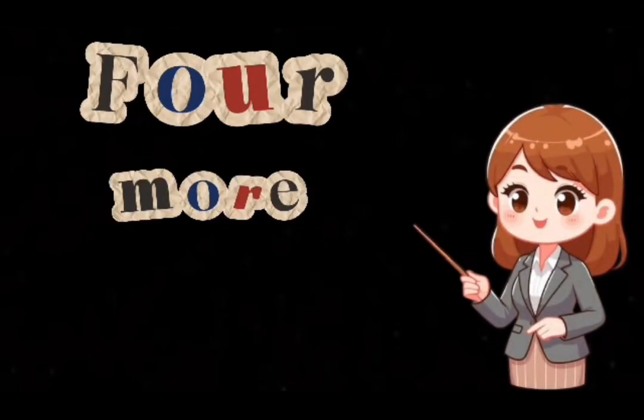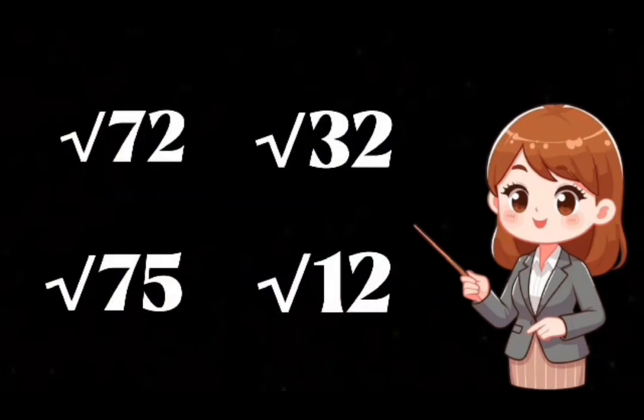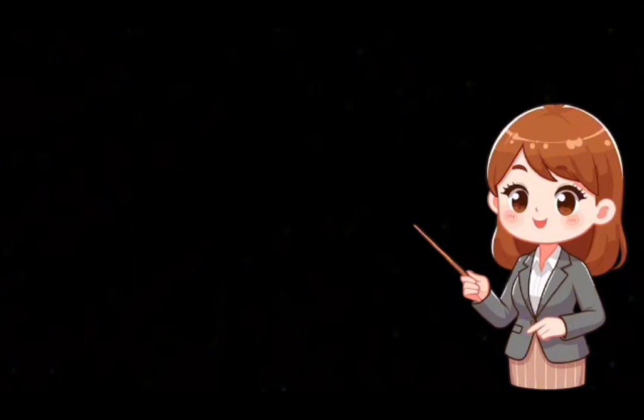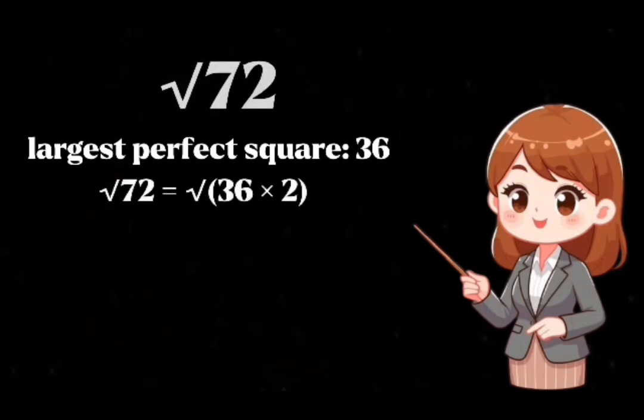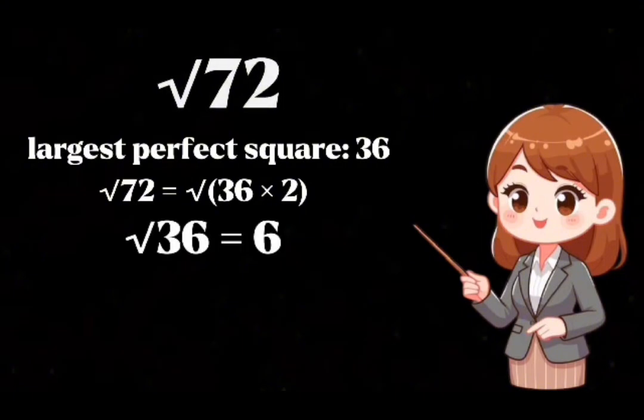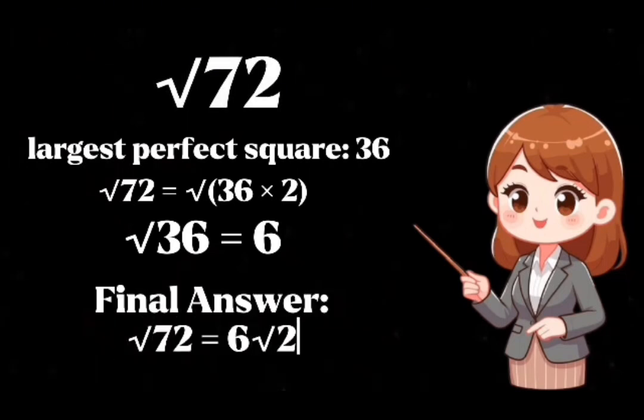Let's answer 4 more equations: square root of 72, square root of 32, square root of 12, and square root of 75. Let's answer square root of 72 first. One way to reduce square root of 72 is by dividing it by the largest perfect square possible. The largest perfect square that divides 72 is 36. So, we rewrite 72 as 36 times 2. Since the square root of 36 is 6, we pull out the 6 and keep the 2 inside the radical, giving us the final answer of 6 square root of 2.